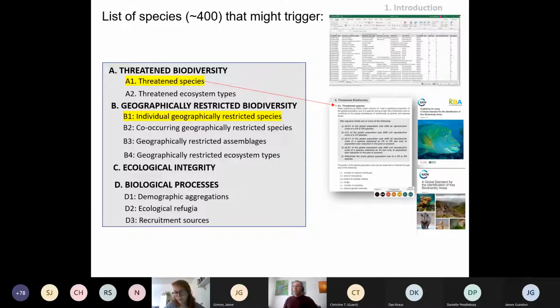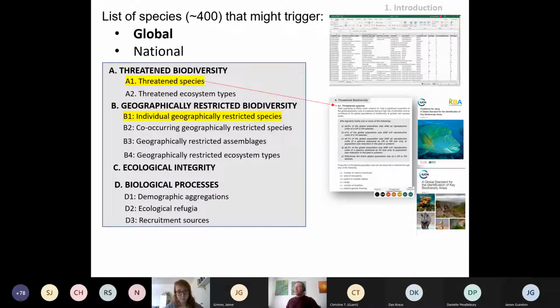So I think a year ago we started with this idea of a big list of species that might trigger some criteria within these KBA standards and guidelines, especially A1 and B1, threatened species and individual species, and species with small geographic ranges. And I have to say that this list, around 400 species, is based on the consultation process with experts, who can find information to fulfill the criteria A1 and B1.